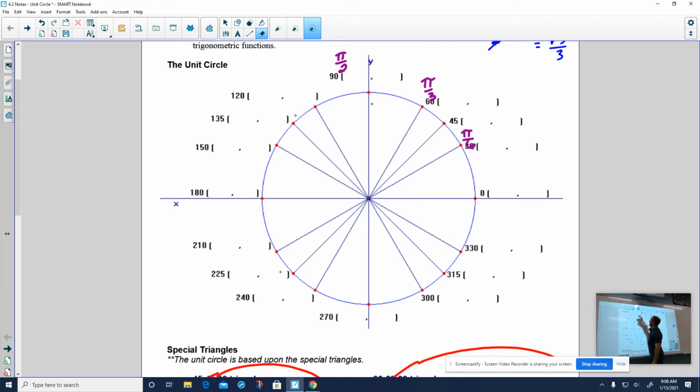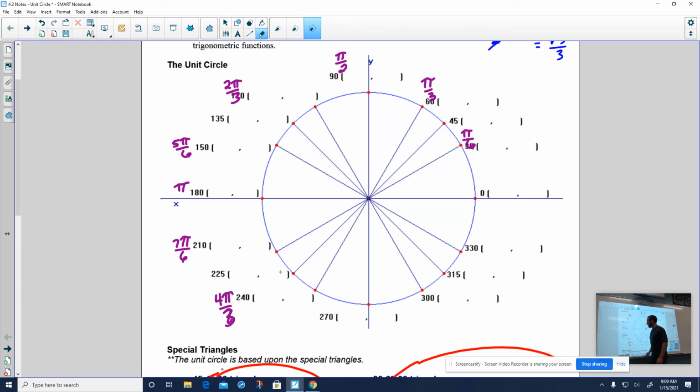120 would be 4 pi over 6, which reduces to 2 pi over 3. So we're at 4 pi over 6 for 120. So 5 pi over 6. That one doesn't reduce. It's nicer when they don't reduce. And then we got 180 to be 6 pi over 6, which is pi. 210, 7 pi over 6. 240, 8 pi over 6, which reduces to 4 pi over 3.